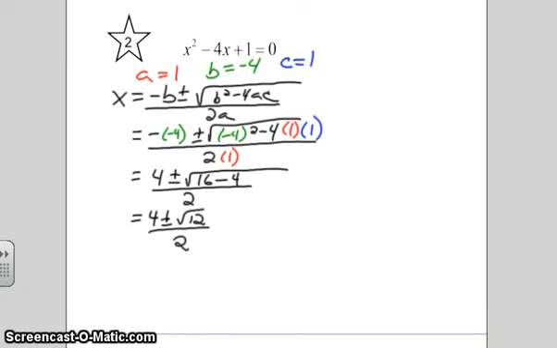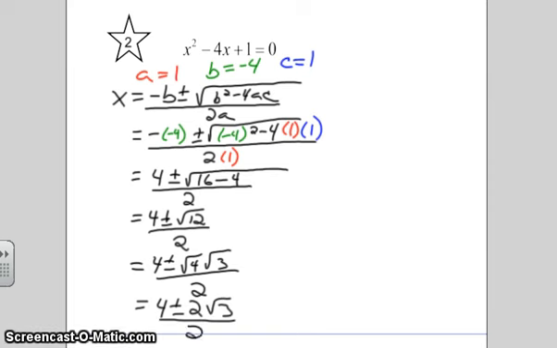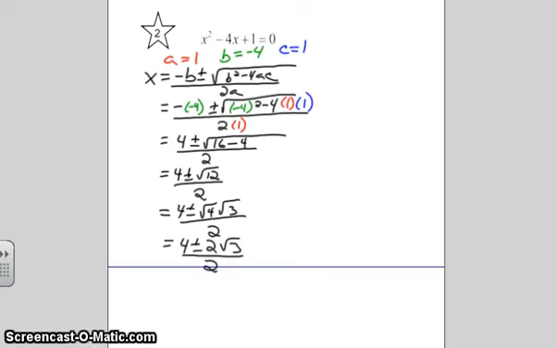Is there a factor of 12 that's a perfect square? 3 and 4. 4, good. So that becomes square root of 4 times square root of 3. The square root of 4 is 2. And then 2 can go into both of those two terms, so 4 divided by 2 is 2. 2 divided by 2 cancels, bring down the radical 3, that's the answer.